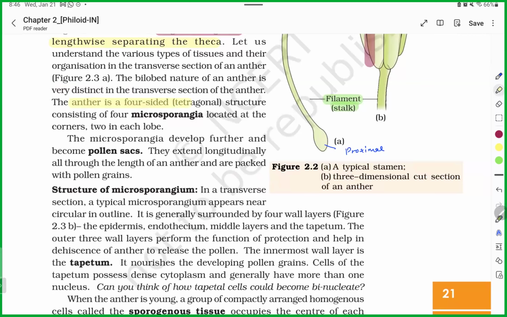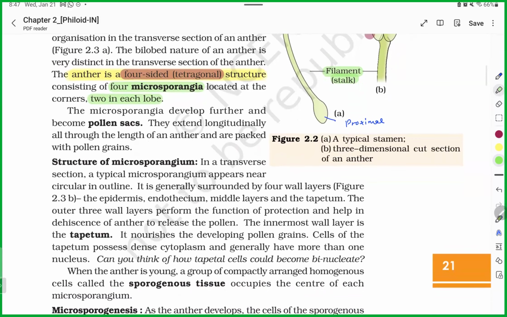If you look at the structure in transverse section, then you will see each anther has a four-sided, tetragonal structure. How many sides are present in an anther? Four, tetragonal. And each side will have one microsporangium. So how many microsporangia do we have? Four. How many microsporangia will be present in each lobe, Sarah? Two. Each microsporangium further leads to the formation of the pollen sac.